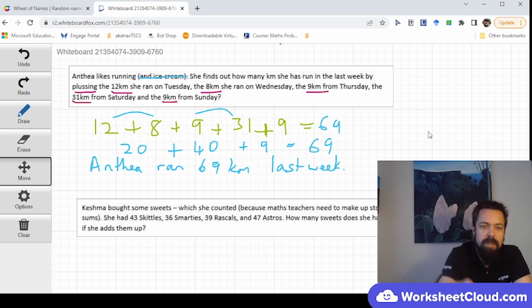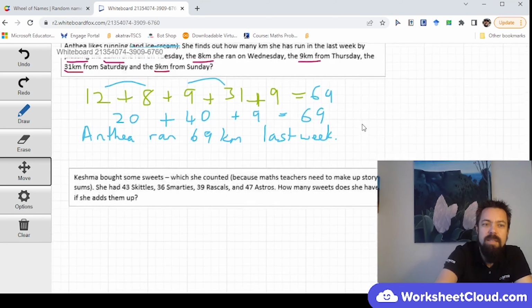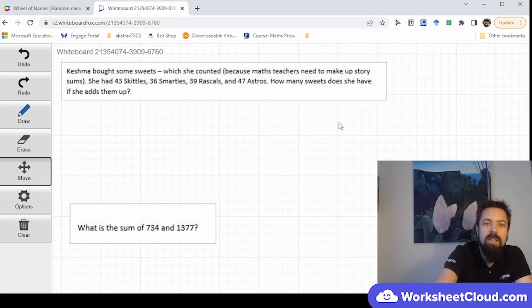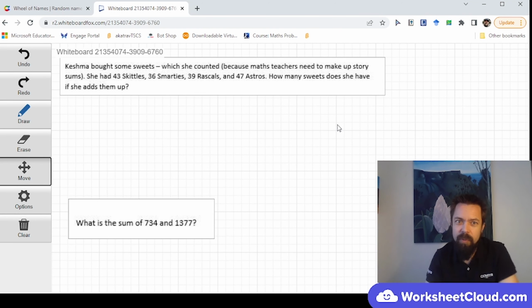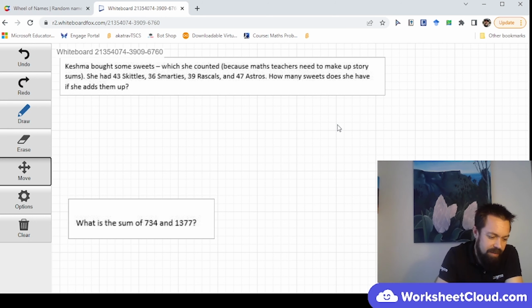Oh, isn't she so fit? You might be interested to know that teachers often struggle to come up with names when they're making word problems in maths and things like that. So in this one, Anthea and Keshma are teachers I work with. Okay, but let's have a look at Keshma's word problem here.